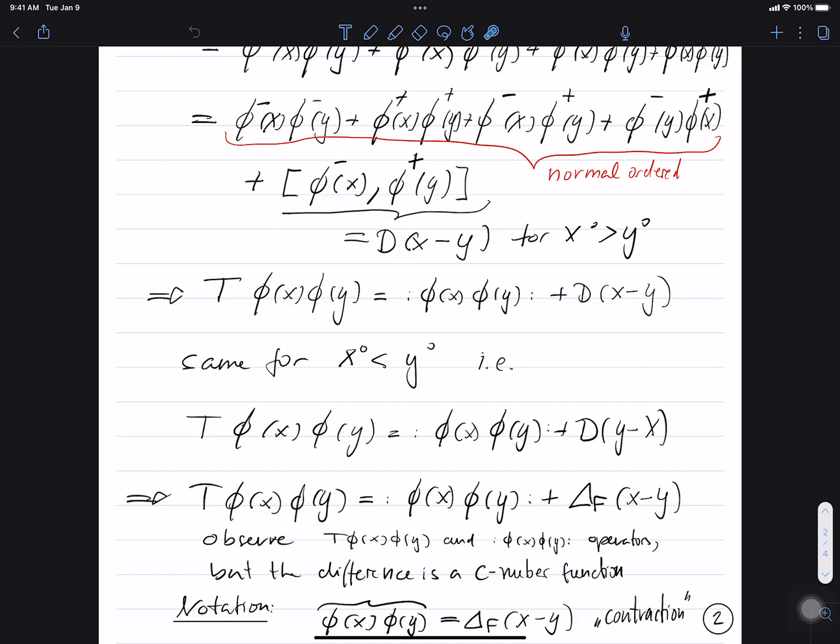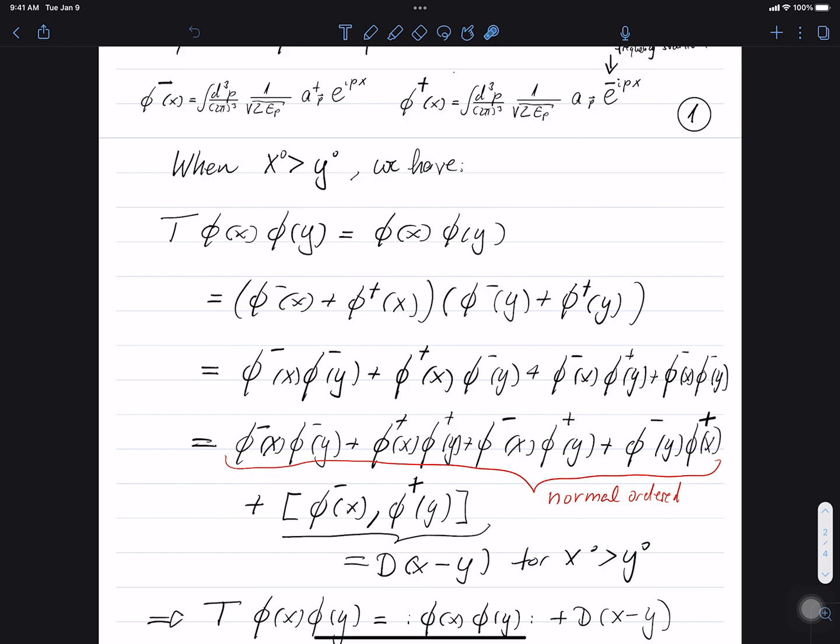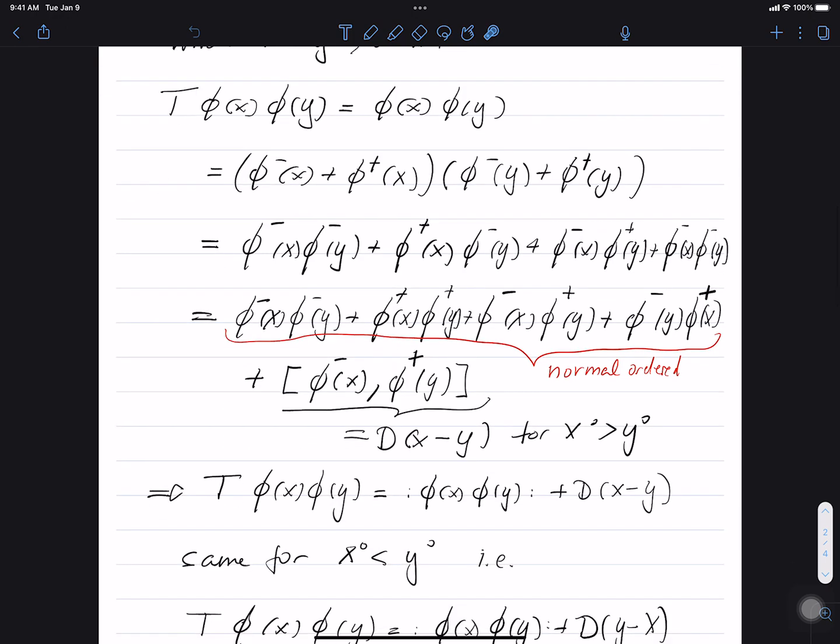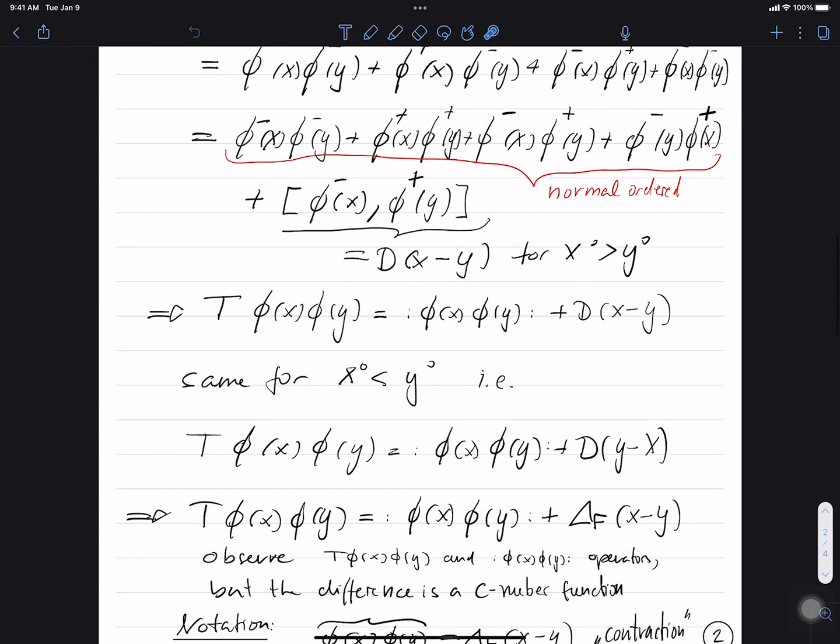However, we have only proven that for x naught bigger than y naught, but it's very easy to do the same thing here, starting with the case where x naught is smaller than y naught. Then the time ordered product is just phi y times phi x, which swaps the order of fields. Doing the same mechanics leaves us with the same expression: the normal ordered product plus the propagator from x to y instead of y to x.